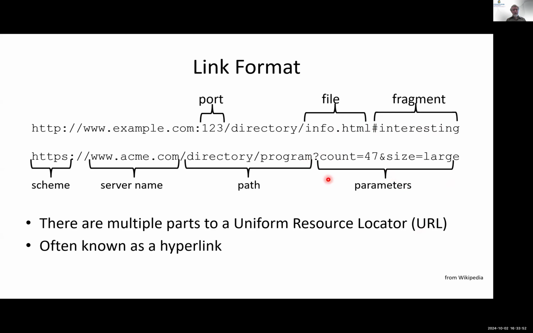Also, because the web is also used for distributed programming, you can have parameters. Parameters are separated from the rest of the URL by a question mark, and then variable equals value. So you have name-value pairs separated by ampersands. You can have multiple name-value pairs separated by ampersands. The values could be in quotes. And of course, sometimes they are base 64 encoded in long, weird numbers, but that's how it works.